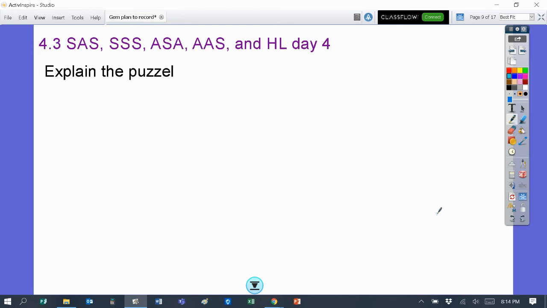All right, today is the last day that we're going to work on our triangle congruency. So all you're going to do today is this puzzle that I'm going to explain in the next slide. This puzzle is going to be due at the end of class, and it's going to count as classwork. So please make sure that you're doing it. Please also make sure that you're using Quizlet, because next class we're moving on to proofs.